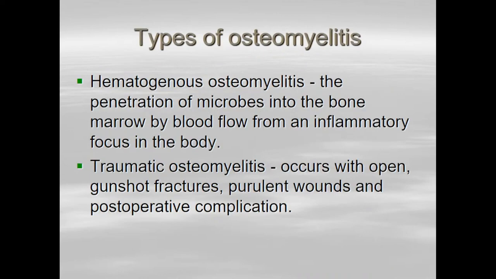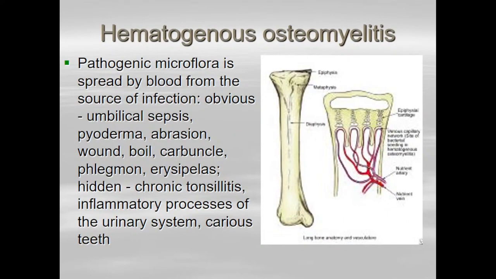Types of osteomyelitis. Hematogenous osteomyelitis: penetration of microbes into the bone marrow by blood flow from an inflammatory focus in the body. Traumatic osteomyelitis occurs with open gunshot fractures, purulent wounds, and postoperative complications. Hematogenous osteomyelitis: pathogenic microflora is spread by blood from the source of infection, such as umbilical sepsis, pyodermia, abrasion, wound, boil, carbuncle, phlegmon, erysipelas, hidden chronic tonsillitis, inflammatory processes of the urinary system, caries.